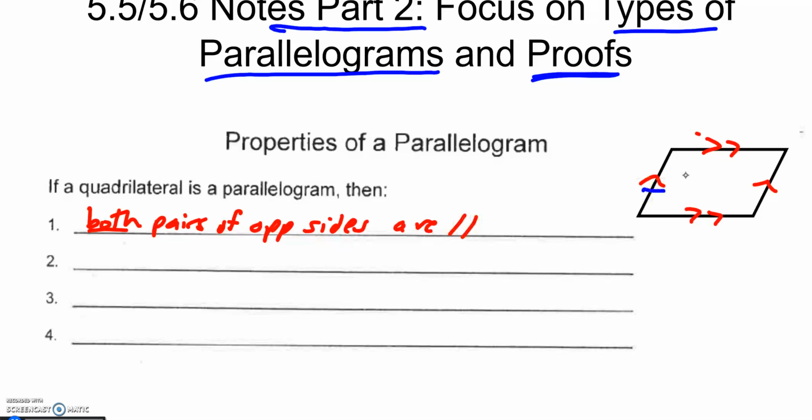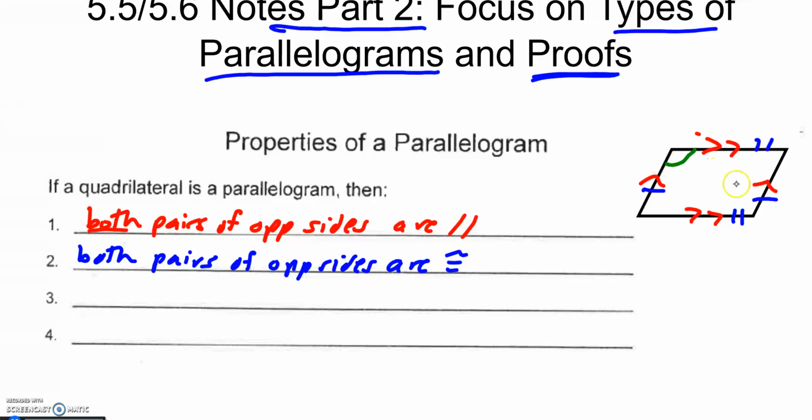You also know that both pairs of opposite sides are congruent. Both pairs of opposite sides are congruent. You know that both pairs of opposite angles are also congruent. And please just make a note to yourself that you do need this word both, otherwise it's not truly a parallelogram. Both pairs of opposite angles are congruent.